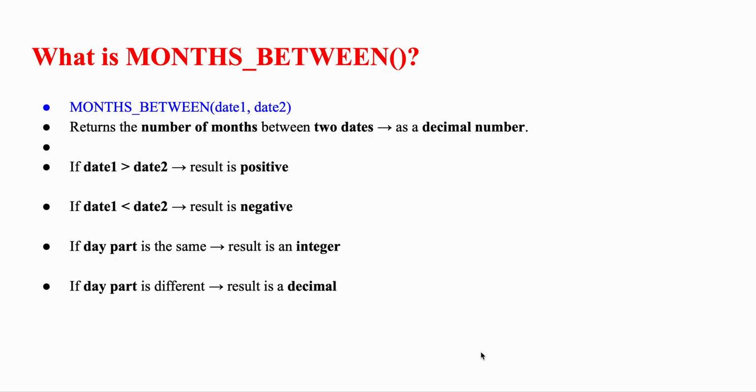Also, if the day part of the two dates is exactly the same, the result will be a whole number. But if the days are different, you'll get a decimal because it calculates the partial month difference. It's super useful when you want to calculate things like tenure, age in months, time between orders, or any kind of time gap in months.